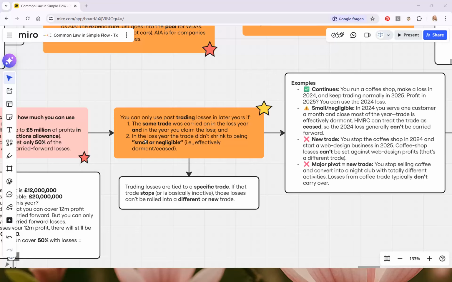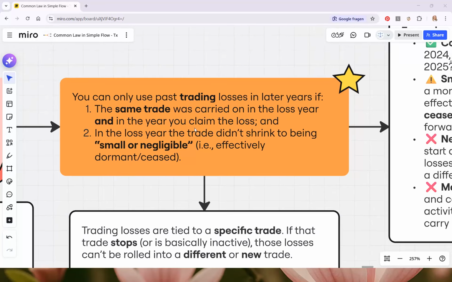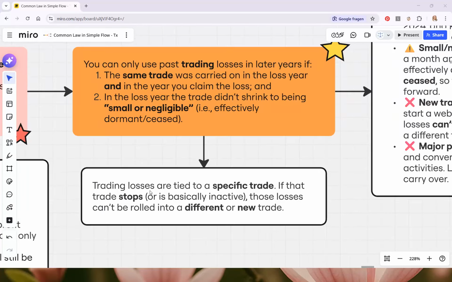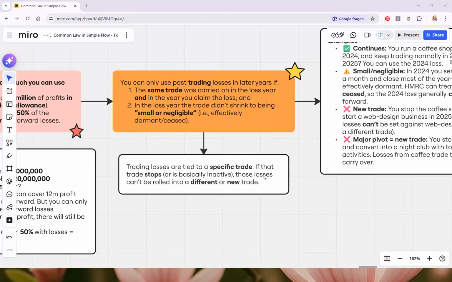And the second point I've mentioned is that the business didn't basically stop. So that means I have mentioned here small or negligible. In the loss year, the business must not have become small or negligible, meaning it didn't effectively shut down, or wasn't dormant or barely operating. So if the business almost stopped and later restarted, HMRC may say the losses can't be used. So the trading losses are tied to a specific trade, as I've mentioned. If that trade stops or is basically inactive, those losses can't be rolled into a different or new trade.